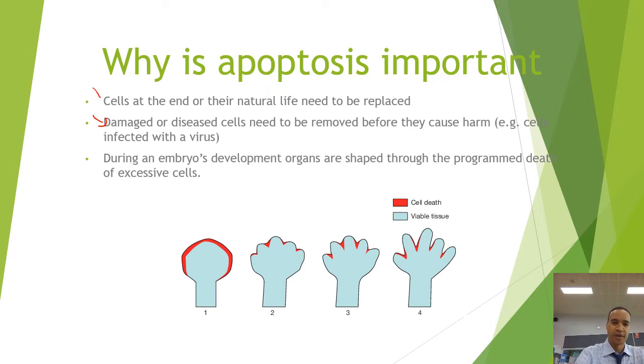The third example is that during the development of an embryo, organs are shaped essentially through paring away excess cells through apoptosis. In the example here, we can see the beginnings of a hand, and we're using apoptosis in the areas shaded in red to pare away all of those excess cells until we end up with a nice functioning hand. So we're getting rid of the excess cells so that we can use that hand when we're born.